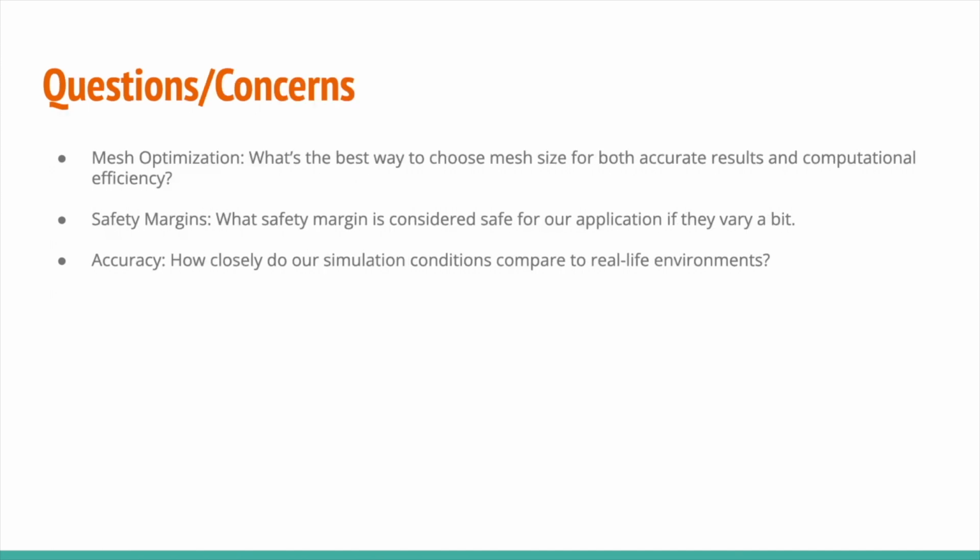Answering our first question on mesh optimization, choosing the optimal mesh size for simulations involves a balance between accuracy and computational efficiency. While for our project, Mesh 5 was perfect since it didn't take much time, other projects might take hours or days with that mesh size.